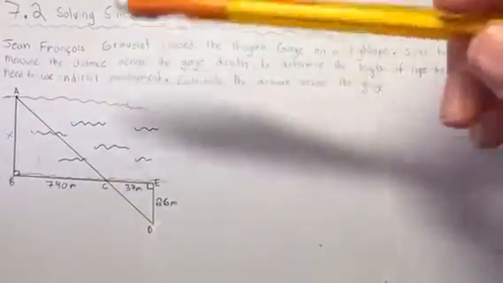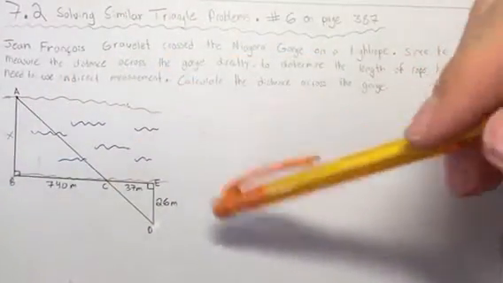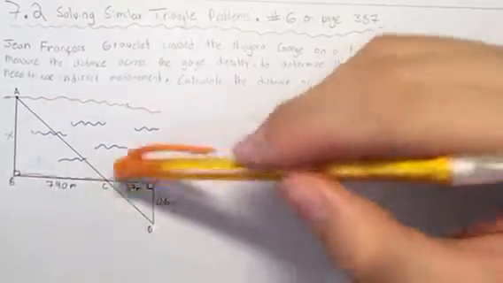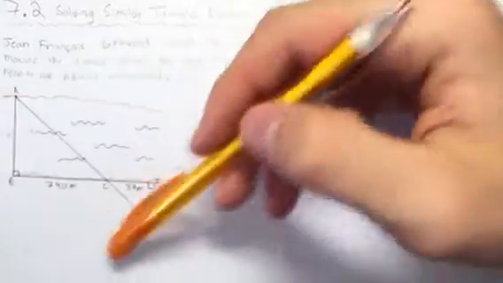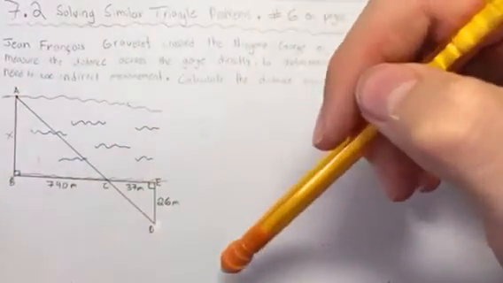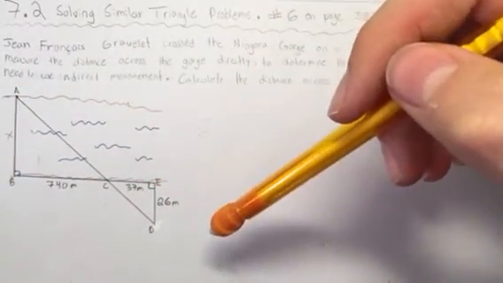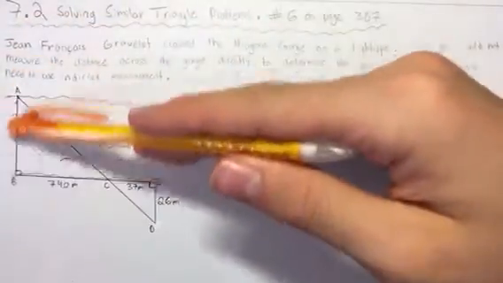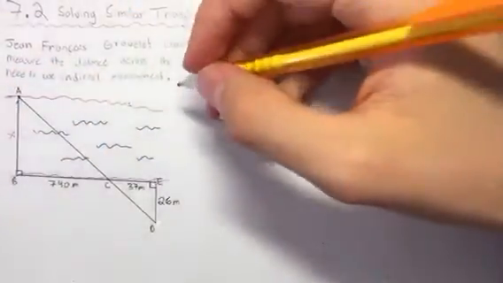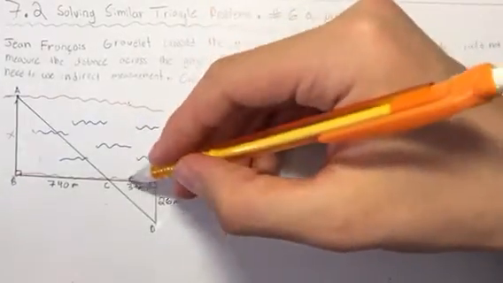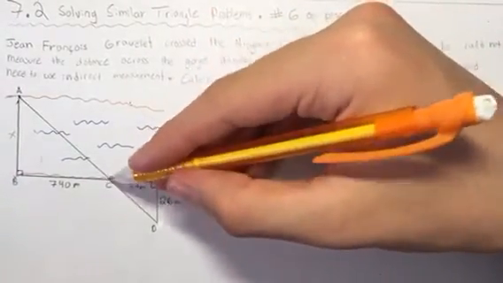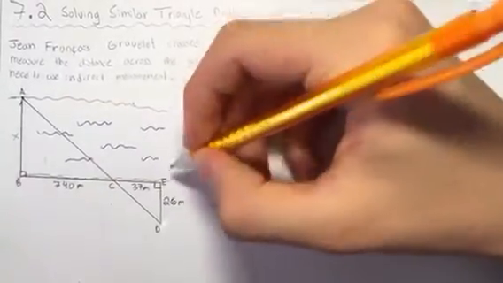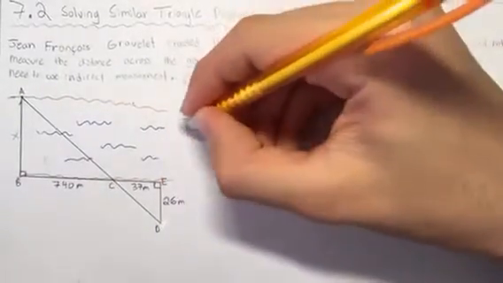So, by using indirect measurement, we know that this smaller triangle here is similar to this larger triangle here. So we're going to use ratios and cross-multiplying to help us solve for x, and that is the distance across the gorge. So let's start by making these ratios. I'm going to start with this bottom side over here, so 37, over the top side over here, 26.